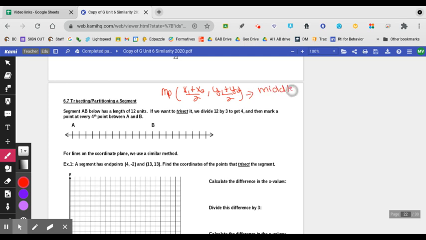Well, if we want to trisect it, what we're going to do is we have point A and B on our line segment here. So we want to trisect it. If we count, A and B are 1, 2, 3, 4, 5, 6, 7, 8, 9, 10, 11, 12 spaces apart. So if we want to trisect it, we're going to divide 12 by 3 and we get 4. So therefore, we're going to mark off every fourth point.